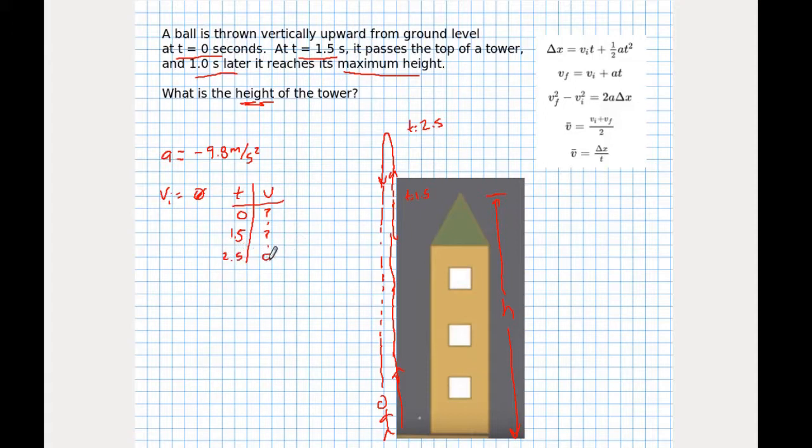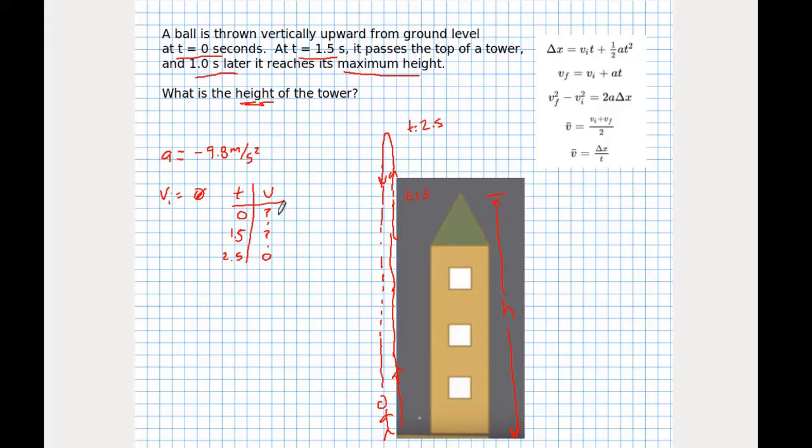Why do we know that? Well, at the very top, the ball stops for just a moment as it turns around again. The velocity has to be 0. So we know the velocity is 0 at that one moment, and we know the acceleration is negative 9.8.